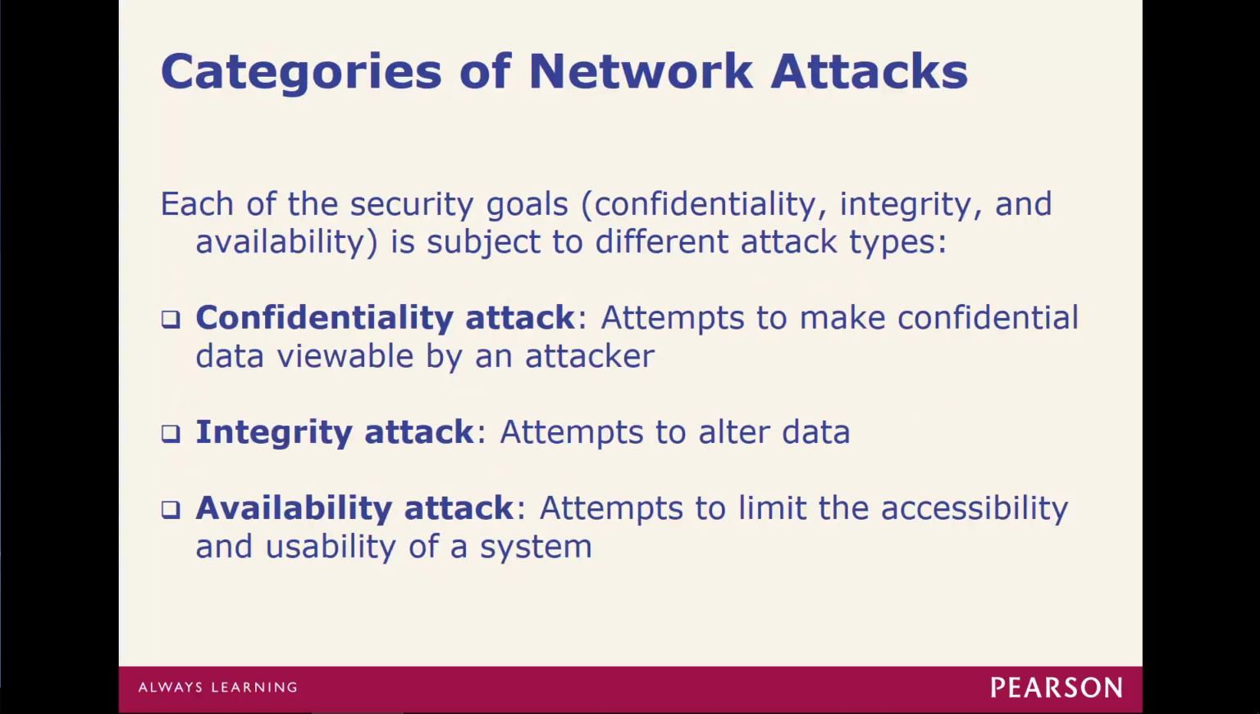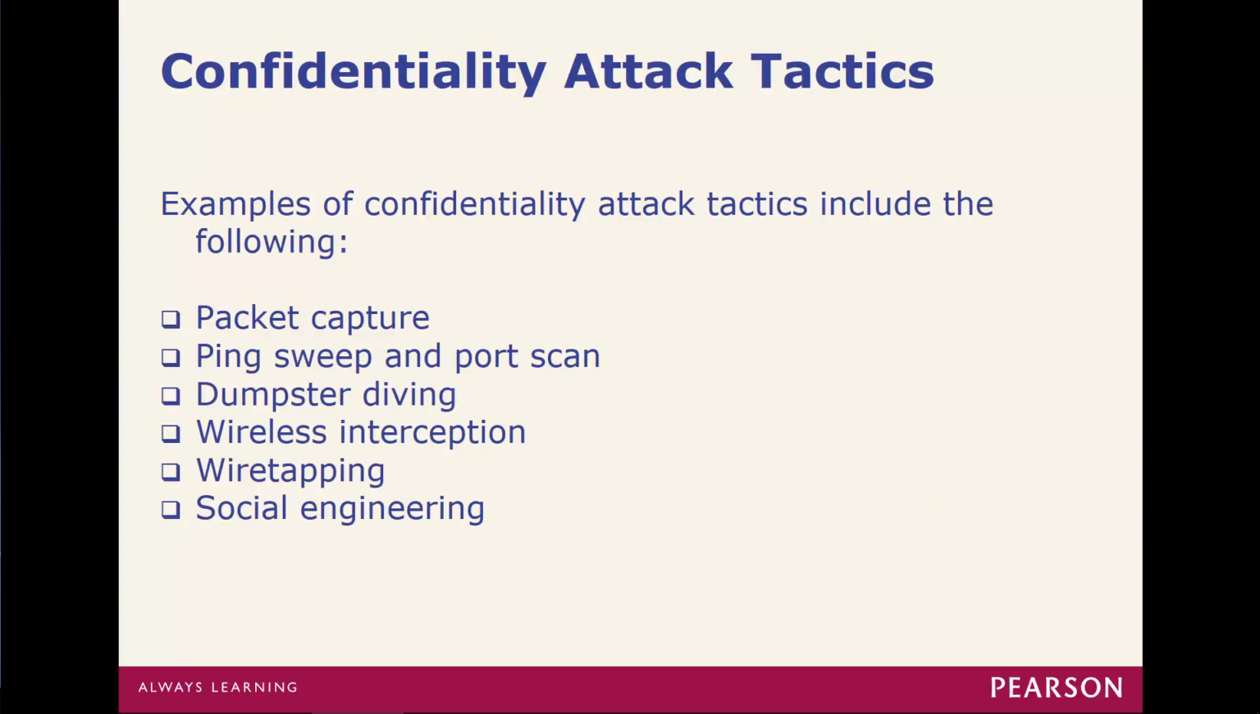So, categories of network attacks. A confidentiality attack attempts to make confidential data viewable. Integrity, again, tries to alter the data. Availability tries to limit access to or the usability of those resources. Confidentiality attacks could be things like packet capturing, Wireshark, ping sweeps, and port scans. Again, these are very subjective, but from the networking side, this is viewed more as a confidentiality attack. Normally, ping sweeps and port scans aren't really, but in this broad definition, they are.